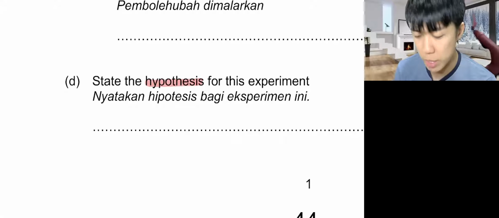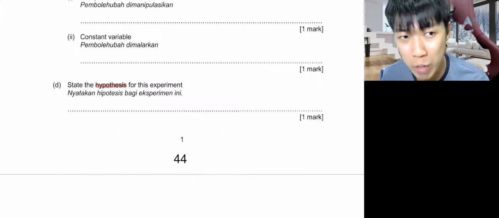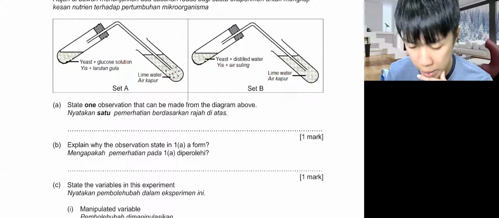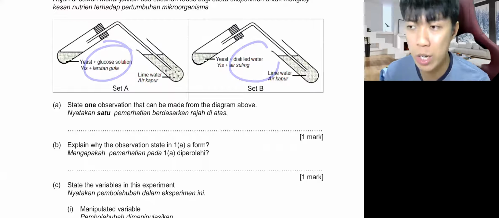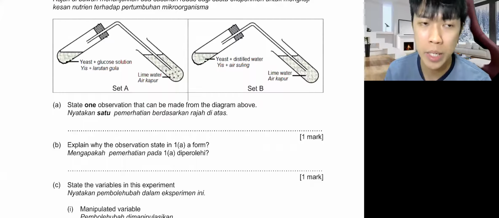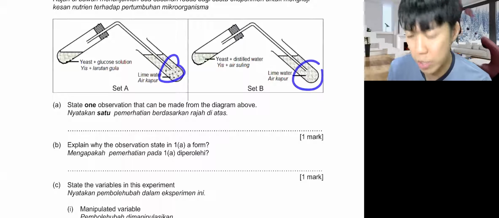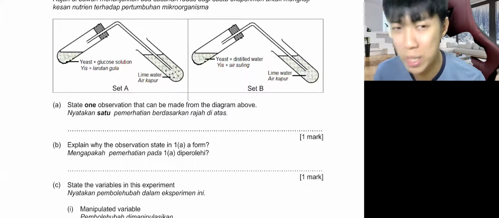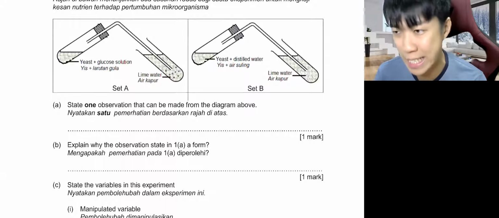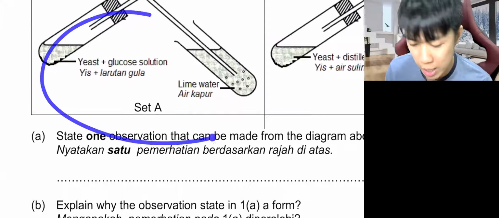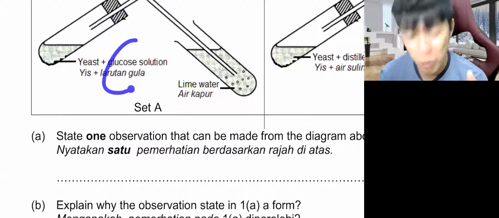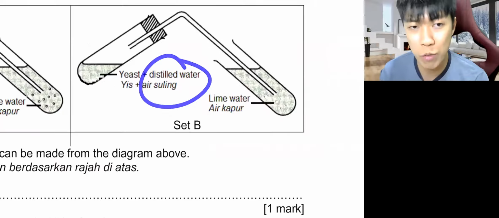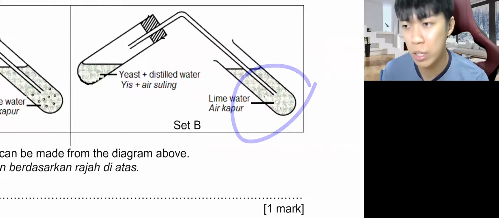Hypothesis is the combination of manipulated and responding variable. So my manipulated is my yeast, whether you have yeast or not. My responding is gas bubble or no gas bubble, or cloudy or not cloudy, or it actually means growth of yeast. This one obviously is very happy, got food, wow, party. This one has no food, no growth, or no party.